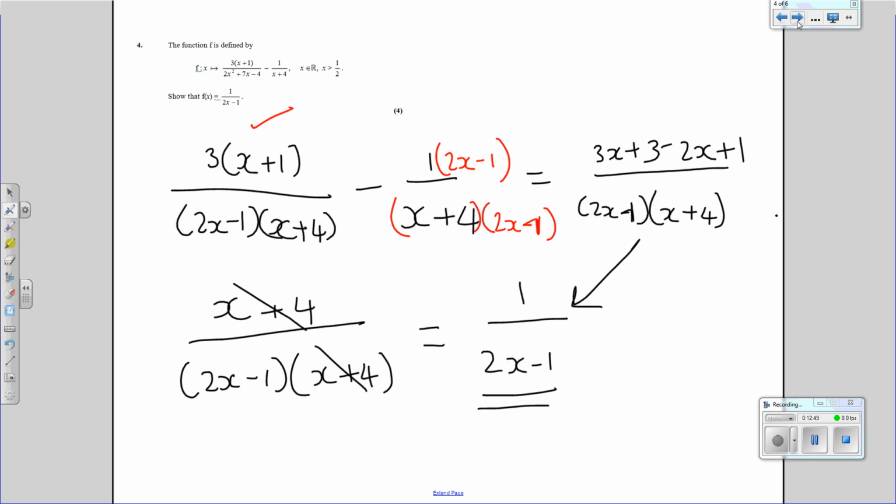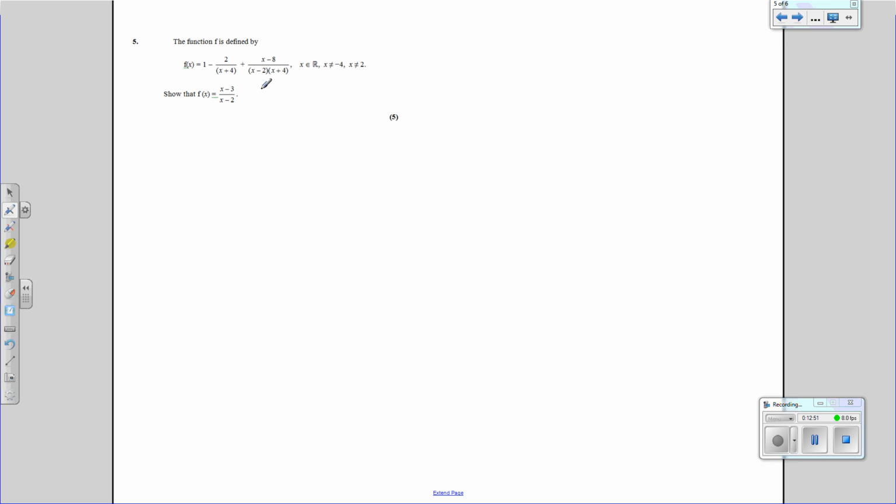That was number 4. Number 5, few people got this one wrong, and it's because they ignored the 1 and then tried to deal with it at the end. And you can do that, but it's much better to just get it all over a common denominator. See if anything cancels out first. It doesn't in this case, so then just get it all over a common denominator.